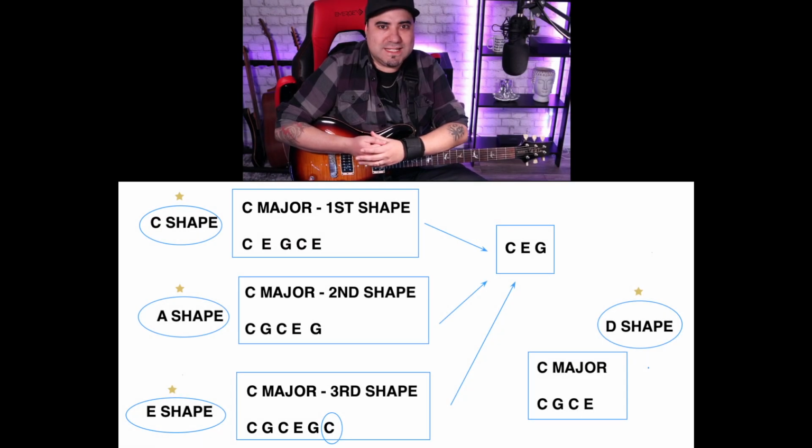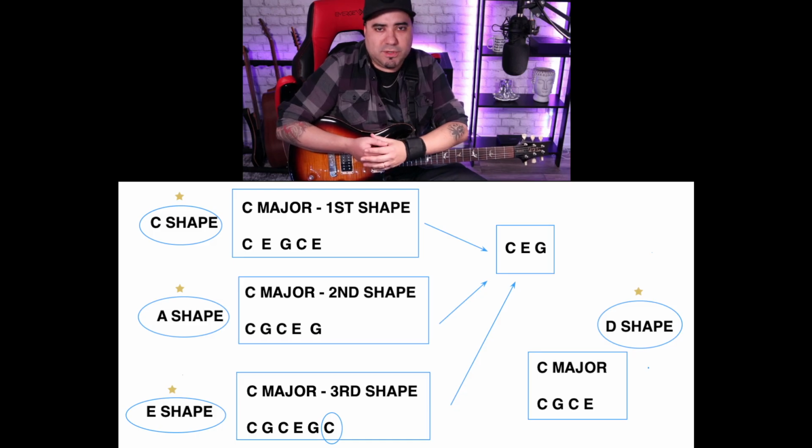Right, so for today's lesson, let's talk about CAGED, C-A-G-E-D. CAGED is the system that we use to explore the fretboard of the guitar. So we will find more chords, more shapes.